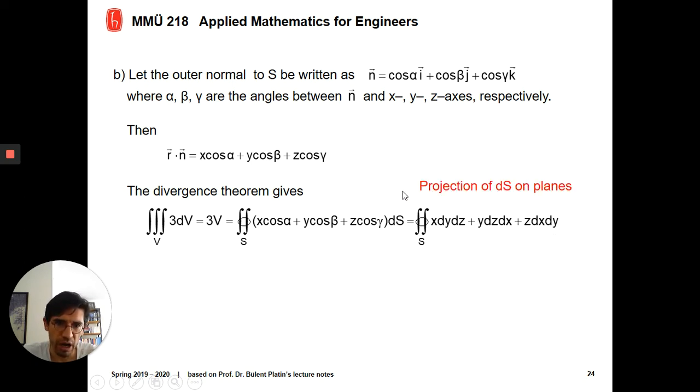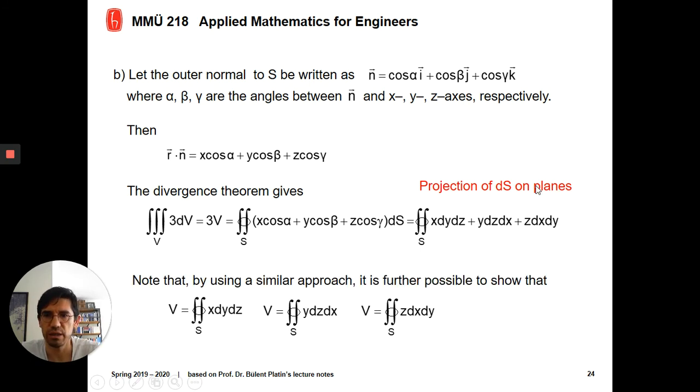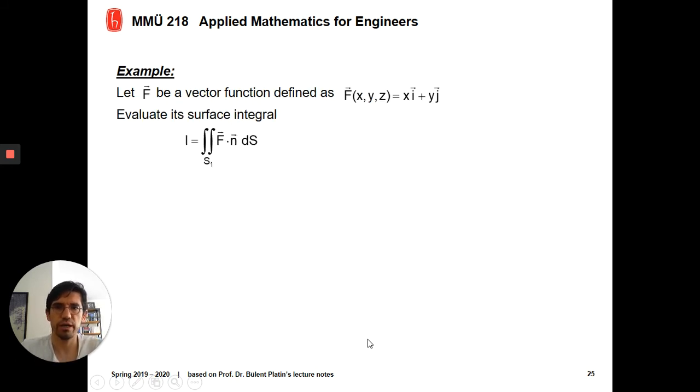Why? Because the projection of our little piece of dS onto the planes is represented here, and you can sort that out by referring to the projection of an area on the Cartesian coordinate planes. Maybe I should add that note here. Each individual term over here is going to be equivalent to volume. So you could look at the problem from any direction like that.